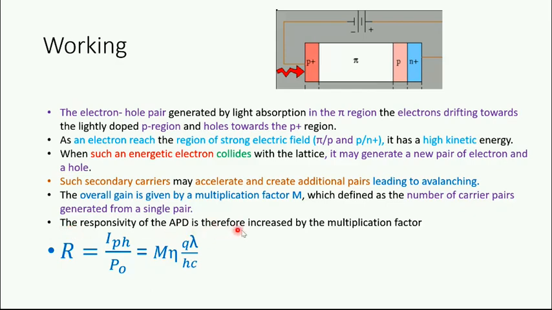So the responsivity of the APD, R is equal to I photo by P0. That is the familiar equation we studied already. In a PIN photodiode, this is without the M factor. In the APD, R is increased by M times the responsivity of a PIN photodiode. So this is the working of this one.